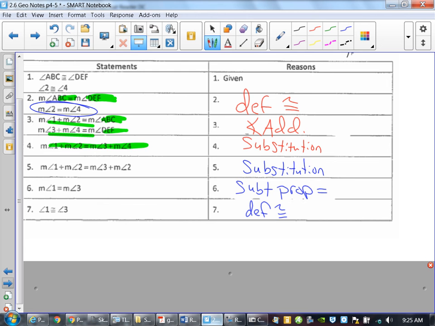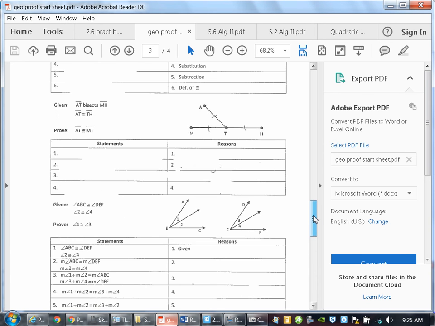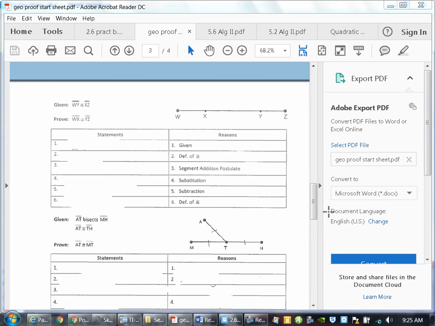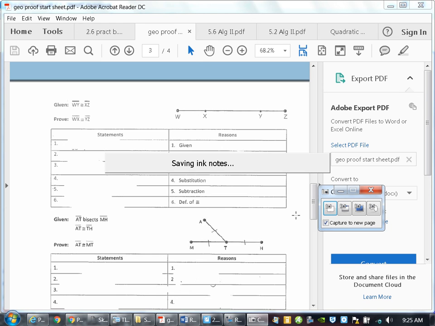Now look at the one above it that I want to go through. Let's look at the one on the very top of that same page. Let's walk through that one. This one's a little bit different in the fact that we wind up with the reasons given to us. We've got to figure out the statements. So let's look at the top one.